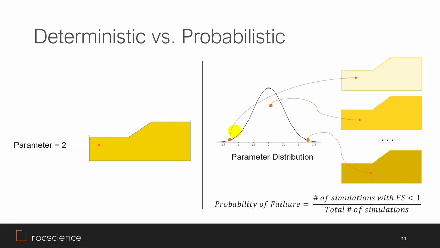And probability of failure is defined at the end of the simulation as the number of simulations with factor of safety of less than 1 divided by the total number of simulations.